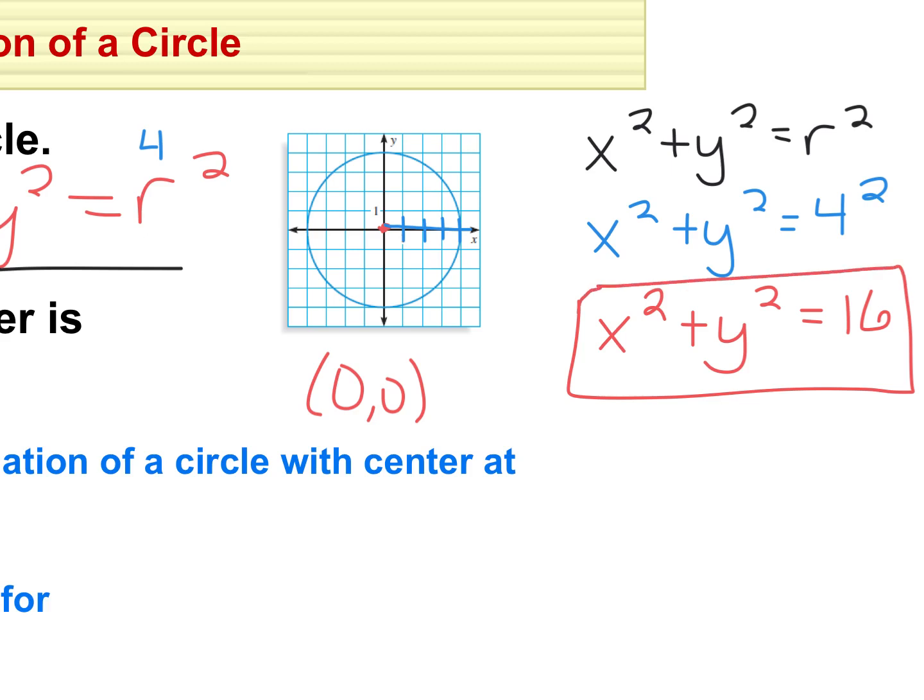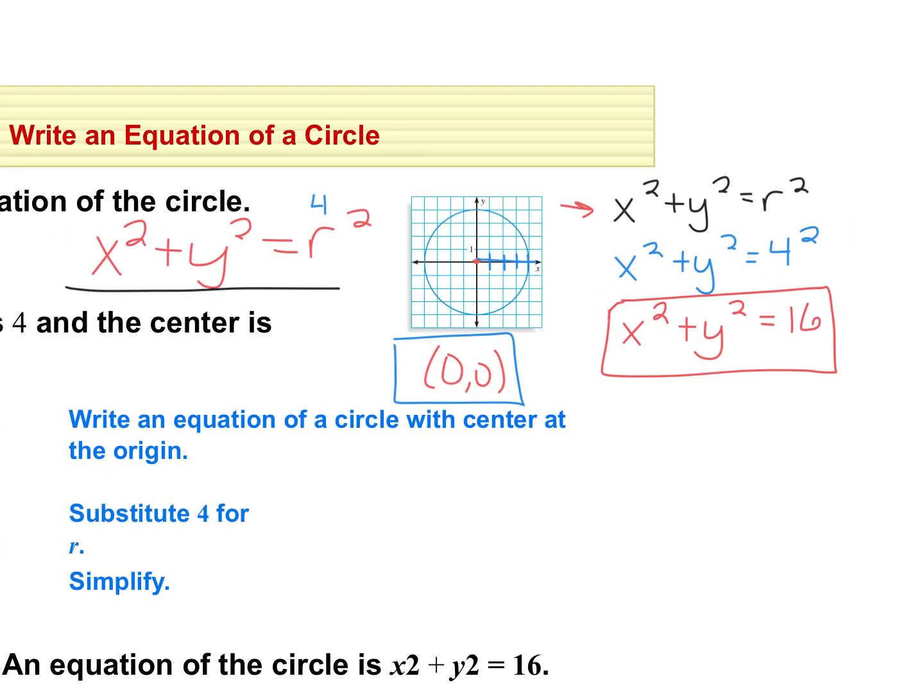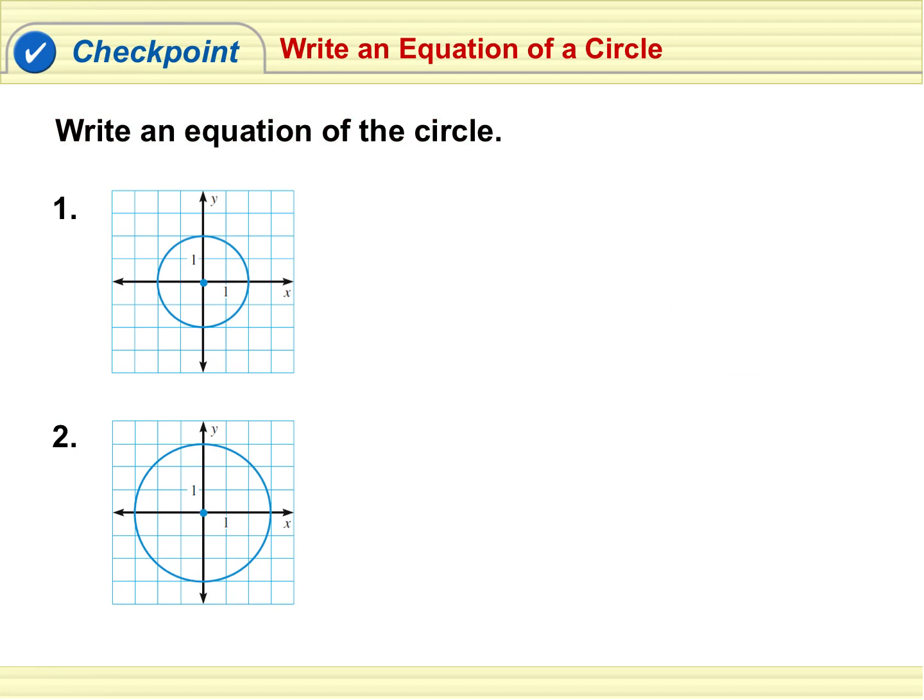What to notice about this one is that it is written in this form if the center is at the origin. But we won't always have that. Go ahead and practice these two. Write your two equations. The equation you follow is x squared plus y squared equals r squared. Go ahead and do 1 and 2.